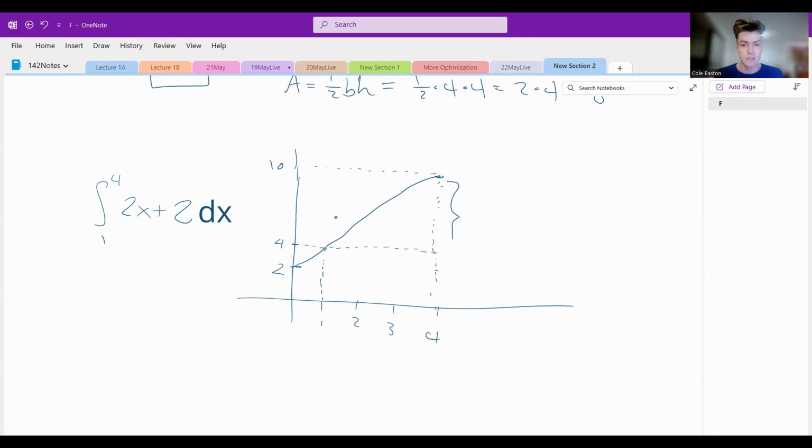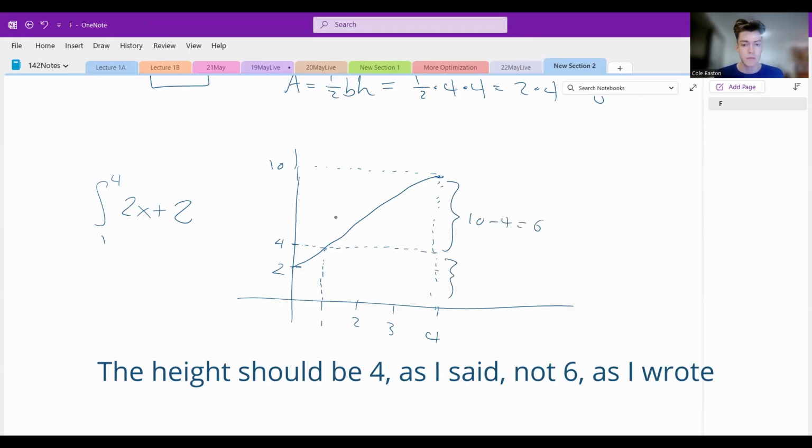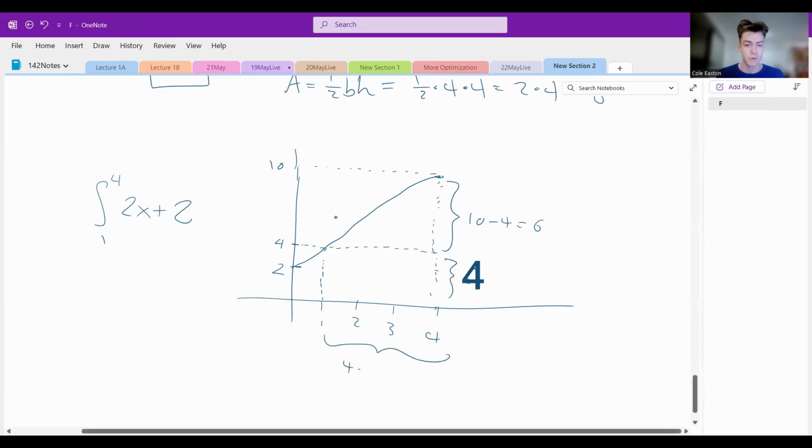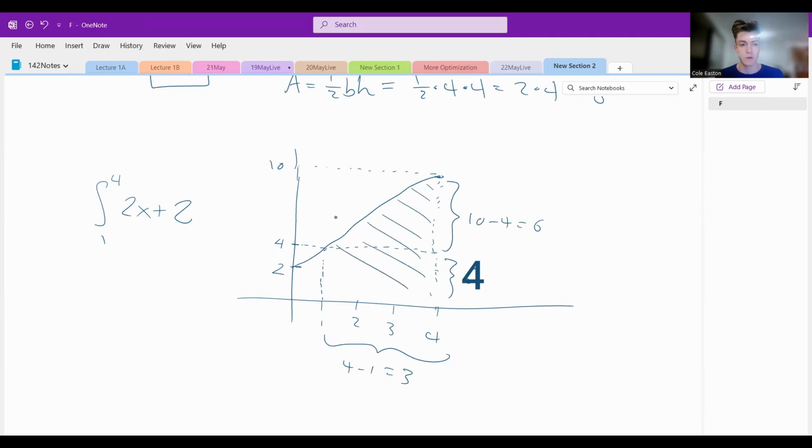And this is the distance between 10 and 4. So that's 10 minus 4, which is 6. And this height is going to be 4. And then we see that this is the distance between 4 and 1. So that's going to be 3. And what we want is this entire area, right? It's the area under this curve between 1 and 4.